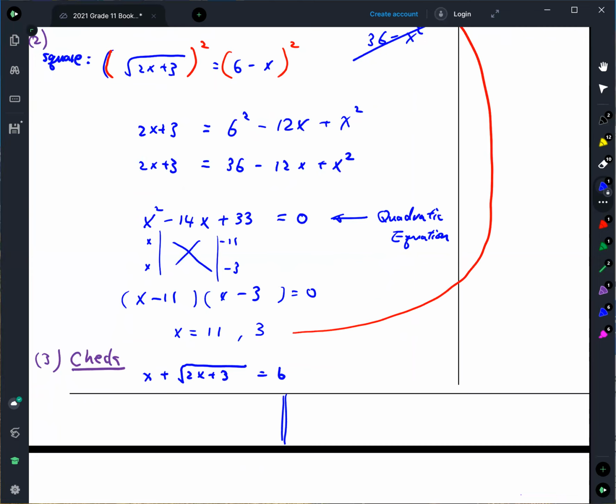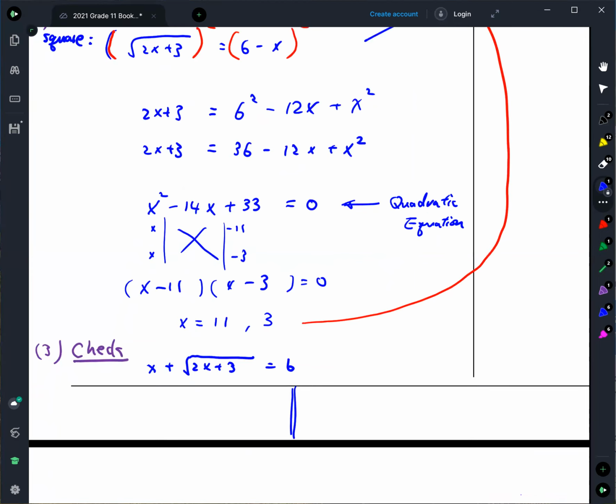Okay, after you finish checking and decide which one to keep, sometimes you keep only one, sometimes you keep both of them, and sometimes none of them will work, okay? Then you will say no solutions. So it depends. So you always have to check. All right, after you finish checking, you can raise your hand.